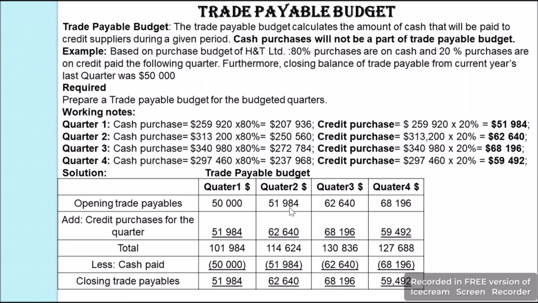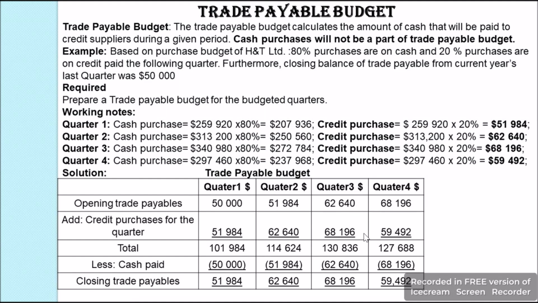So this is the closing balance for the first quarter. This will be the opening balance for the second quarter. So we will start with $51,984. To this we add the credit purchases for this quarter, which is $62,640. So when we add this, we get the total as $114,624. From here we subtract the credit purchases from the first quarter, because we are going to pay this as cash paid. $51,984 will be subtracted. So we'll get the closing trade payable balance as $62,640. Again, this will be the opening balance for the next quarter.